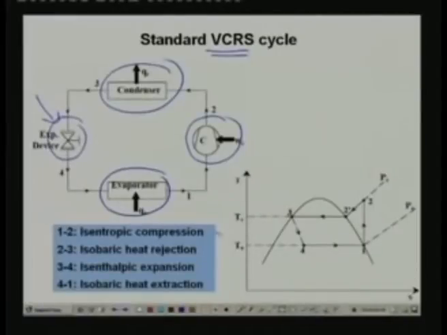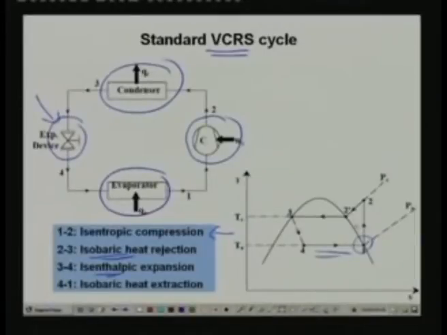It consists of 4 processes. Process 1 to 2 is isentropic compression, process 2 to 3 is isobaric heat rejection, process 3 to 4 is isenthalpic expansion, and process 4 to 1 is isobaric and isothermal heat extraction. Now again, if you compare this cycle with the Carnot cycle, you find that here the compression is dry compression because you are compressing only vapor. So the problem of wet compression is eliminated.